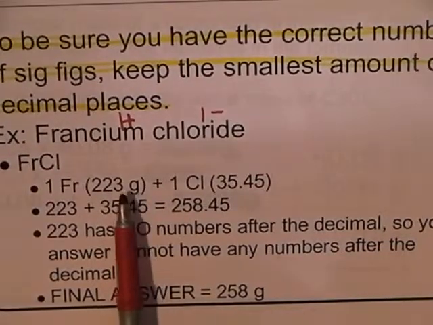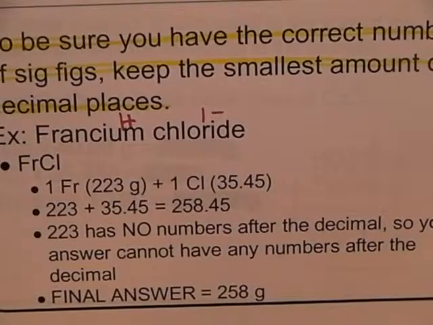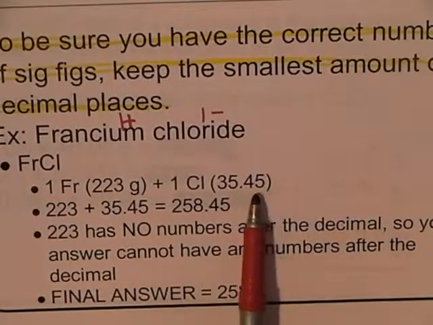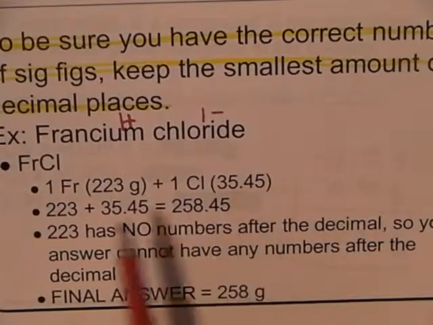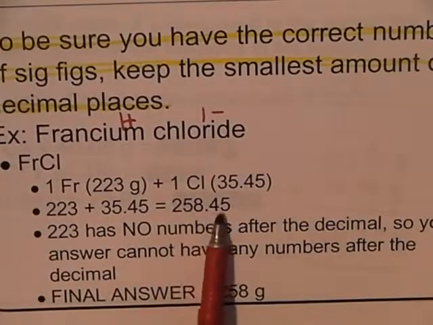All it says is 223 grams. There's no decimal places. It's just because francium has to be estimated to a whole number. It means we probably don't know much more than that. Chlorine, though, is 35.45. We have the 2 after the decimal place for that one. So add them up just like you normally would. You get 258.45.